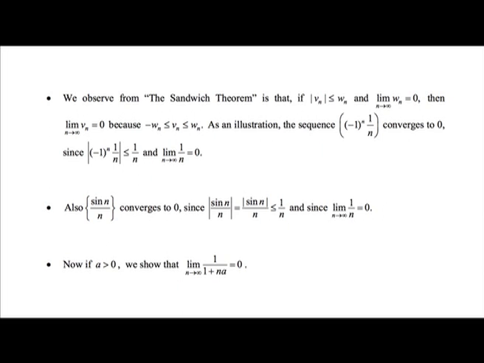Now, if a is greater than 0, we show that the limit of 1 upon 1 plus n a as n approaches infinity is 0. Since a is greater than 0, it follows that 0 is less than n a, which is less than 1 plus n a. Therefore, we conclude that 0 is less than 1 upon 1 plus n a, which is less than 1 upon n a, which evidently implies that absolute value of 1 upon 1 plus n a is less than or equal to 1 upon a times 1 upon n for all n belonging to the natural numbers.